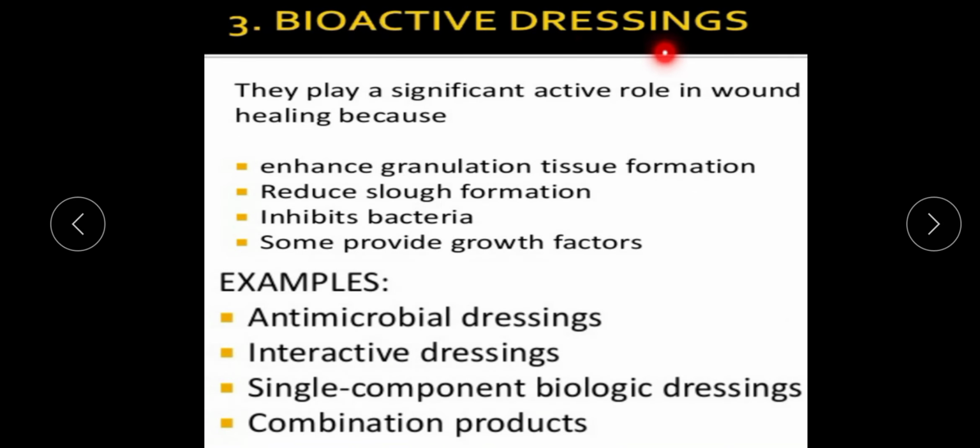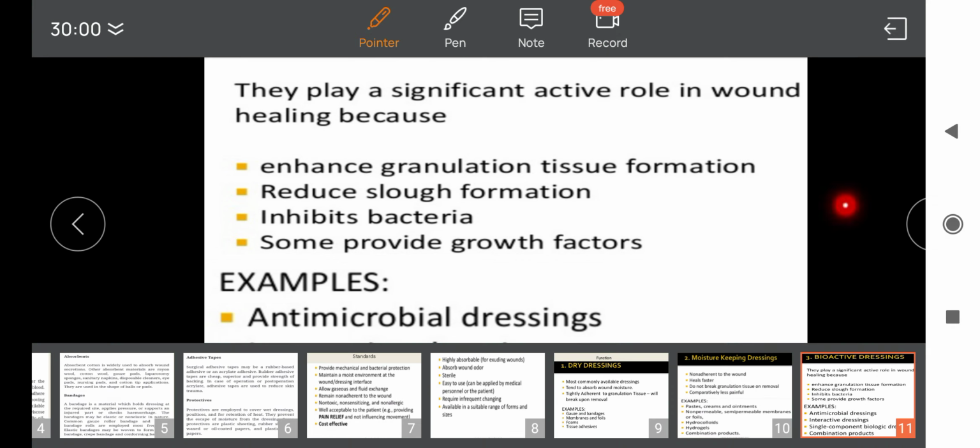Bioactive dressing, as the name indicates, bioactive, right? So these are the biological things supposed to be active at the site of the wound. They play a significant active role in wound healing because they enhance granulation tissue formation. They reduce slough formation. They inhibit bacteria and their growth. They provide growth factors for the tissues. Examples: antimicrobial dressing, interactive dressings, single component biological dressings and the combination products also can be used, right?